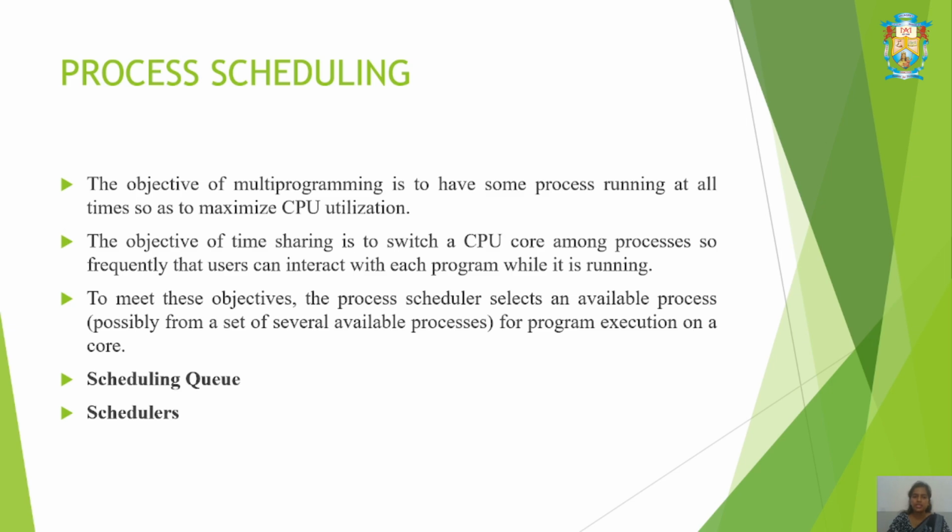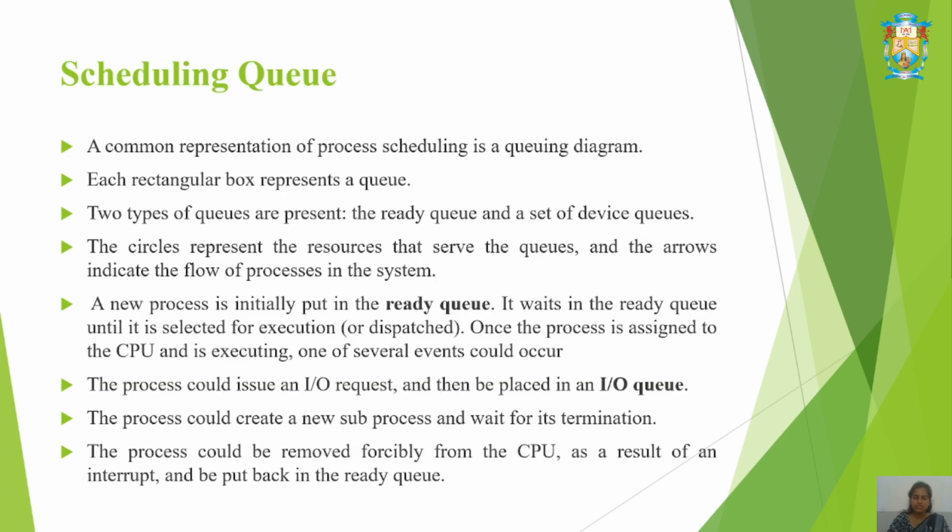There are two things we need to learn while learning process scheduling: scheduling queues and the schedulers. So what is a scheduling queue? That is a common representation of process scheduling in a queue diagram, called the scheduling queue diagram, in which each rectangular box represents a queue. There are a total of two queues, the ready queue and the IO queue.